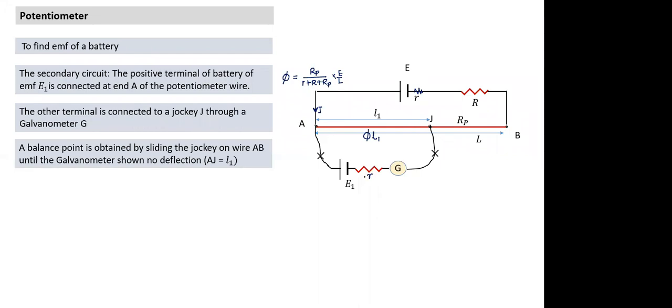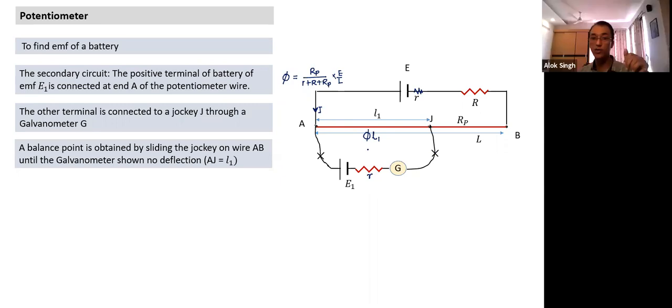Even though E1 equals a resistance, no IR term will come because the current is 0. Anywhere in this branch, current is 0. Hence, there's no potential drop here. In fact, the galvanometer also had resistance, but even there the current is 0. The potential difference is 0.